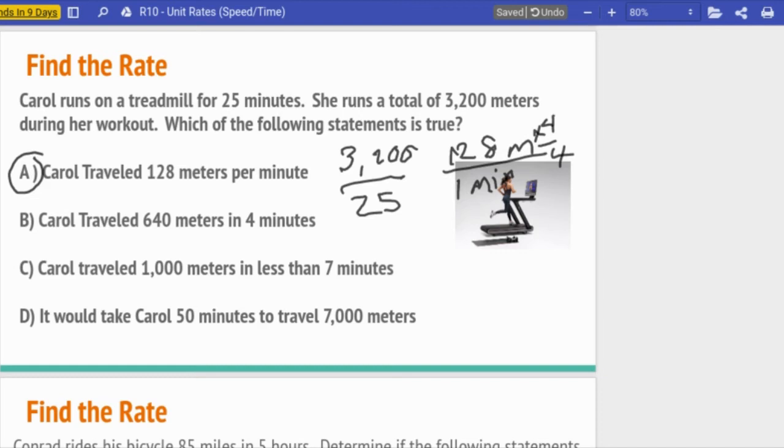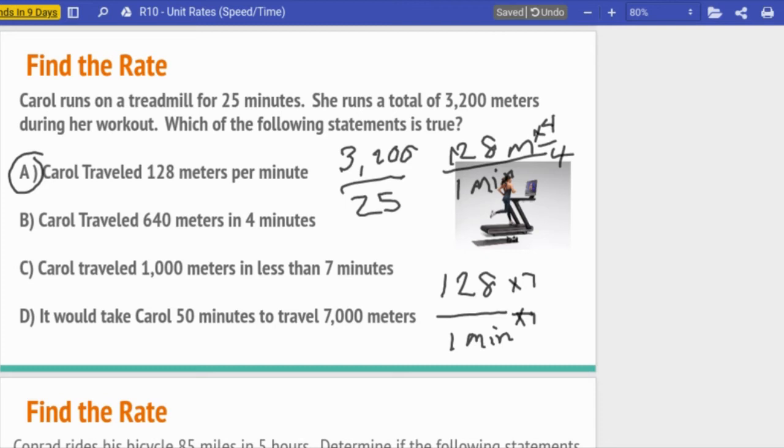Carol traveled 1,000 meters in less than 7 minutes. Well, let's see what she traveled in 7 minutes. So I'm going to have to do 128 times 7 to figure out how far she went in 7 minutes. So in 7 minutes, she traveled 896 meters. So it doesn't look like she traveled 1,000 meters in less than 7 minutes, because in 7 minutes, she hasn't even gone 1,000 meters yet.